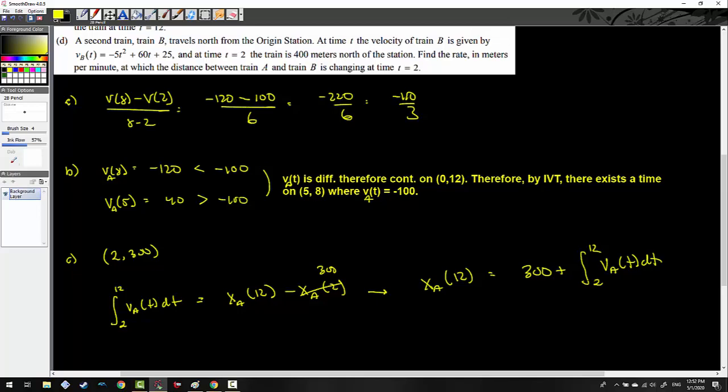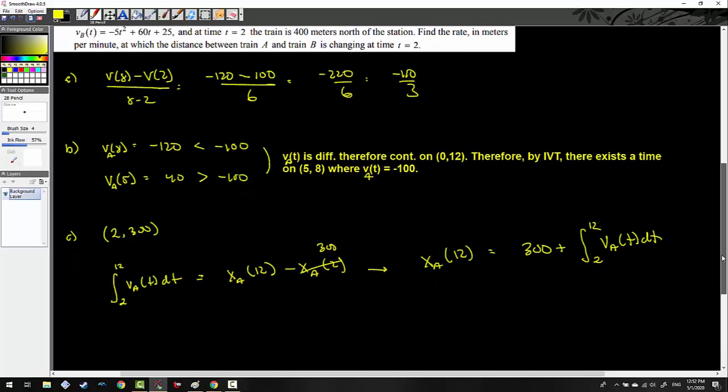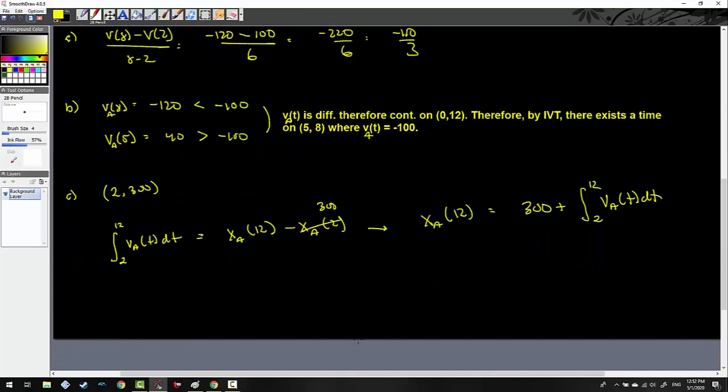And the next part of the question is they're going to actually ask me to find out what that location is. So for that, I'm going to go ahead and graph this function here, and then I'll add up a bunch of trapezoids. So at 2, my velocity is 100. At 5, my velocity is 40. At 8, my velocity is negative 120, and at 12, my velocity is negative 150.